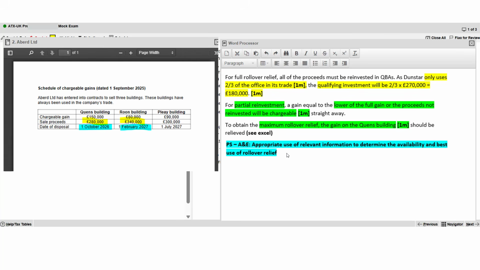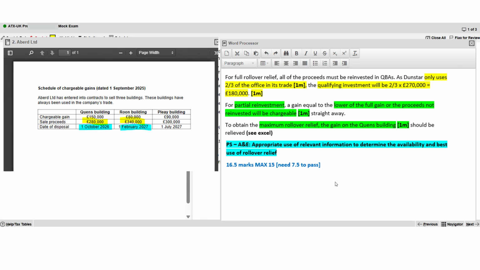And then finally, we have a professional skills mark for analysis and evaluation if you've used relevant information to determine the availability and best use. So if you've actually used the information in the question and if you've come to a conclusion that's consistent with your answer, you should be awarded that professional skills mark.